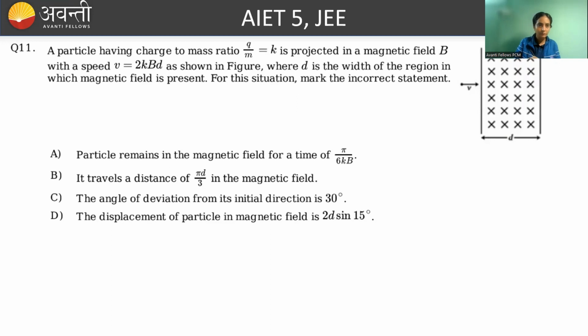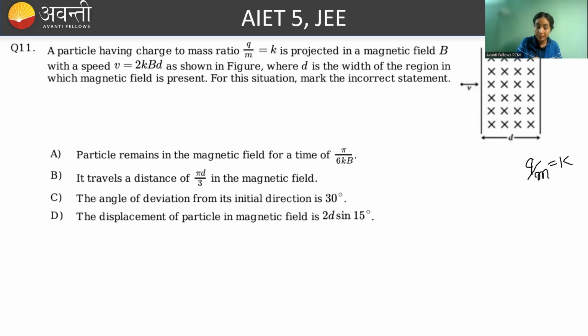So in this question, we can see this is a question from magnetism. And let's read the question first. There is a particle having charge to mass ratio Q by M equal to K. So Q by M is equal to K as given in the question. And this is projected in a magnetic field B. Here you can see an inward magnetic field.